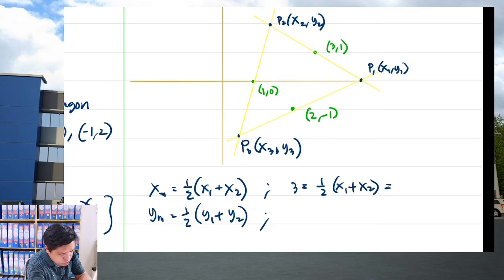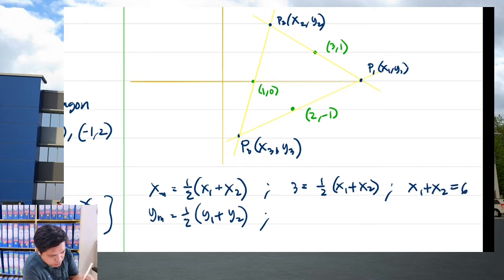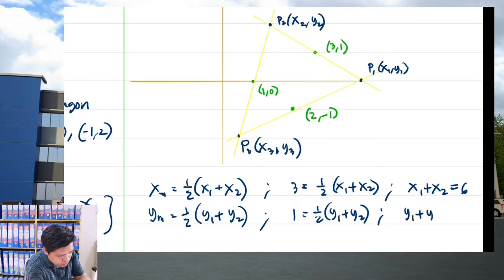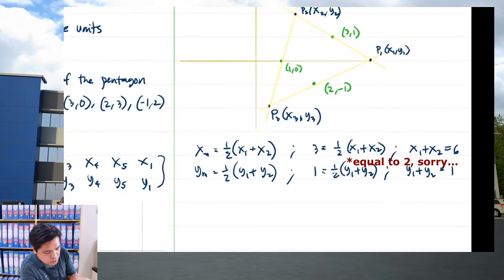So that means x1 plus x2 is equal to 6. Okay, sunod. So y naman, 1 is equal to 1/2 (y1 plus y2). So therefore, y1 plus y2 is equal to 1. Ayan. So let's proceed to the next point.